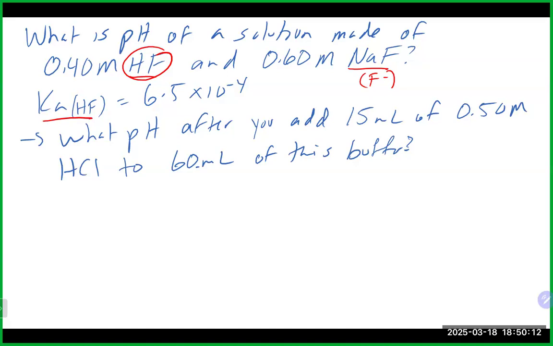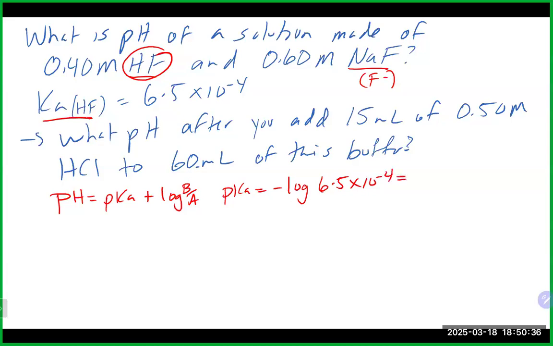So again, just to get the initial pH of the buffer by itself before you do anything, probably the easiest move is just to go into the Henderson-Hasselbalch equation. Again, you could do an ice table if you wanted to. We will need our pKa value here. In this case, our pKa will equal minus the log of the Ka value, 6.5 times 10 to the minus 4. So that's going to give us like a 3.19 perhaps as our pKa value.